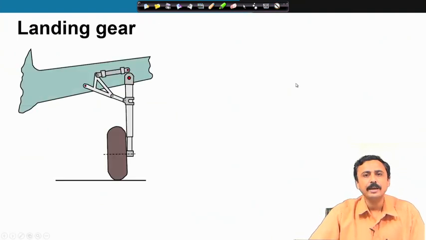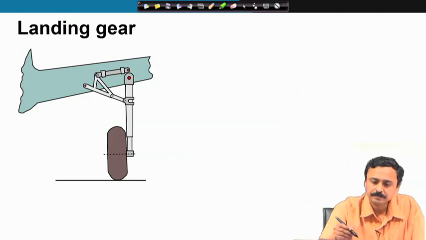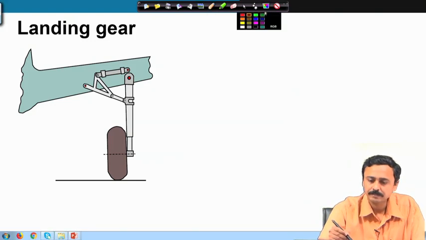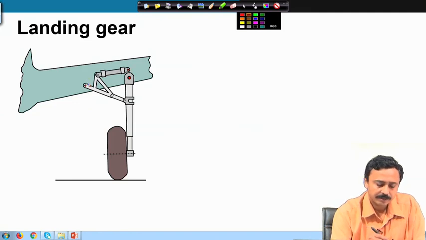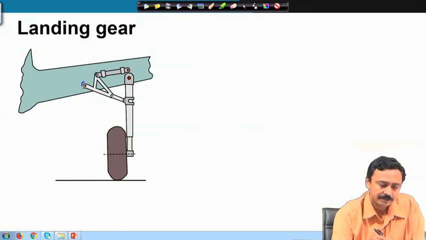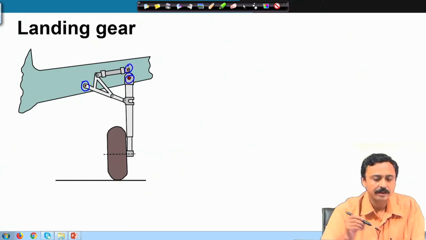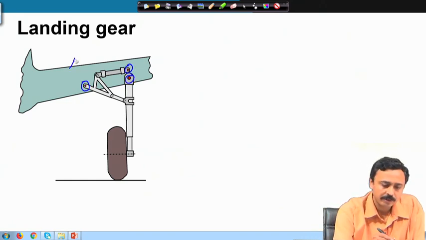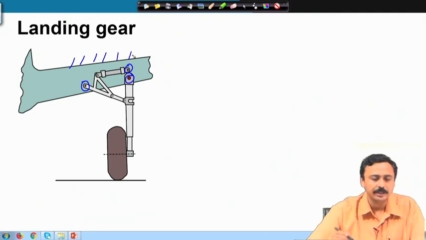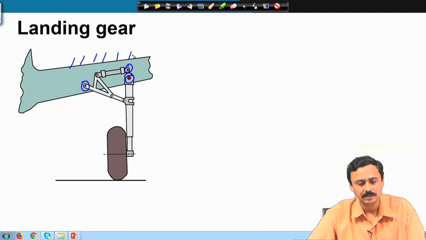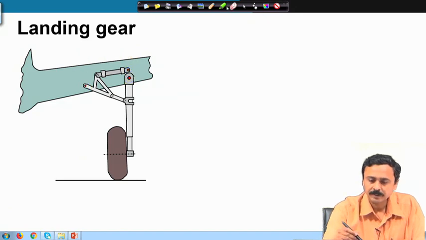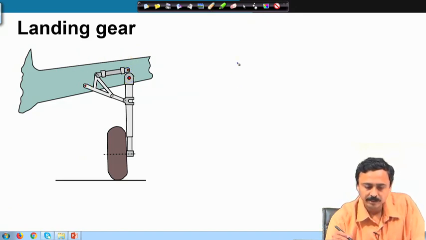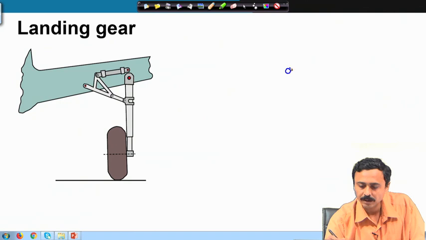This is the landing gear mechanism of an aircraft. Here, the red filled hinges or revolute pairs are grounded. Grounded means it is connected to the aircraft body. The aircraft body is considered to be the ground in this case. So, let me draw these ground hinges.